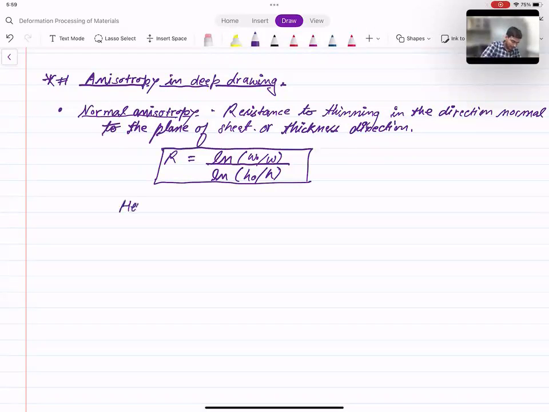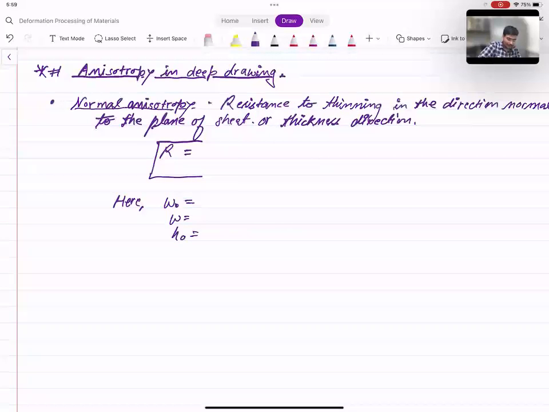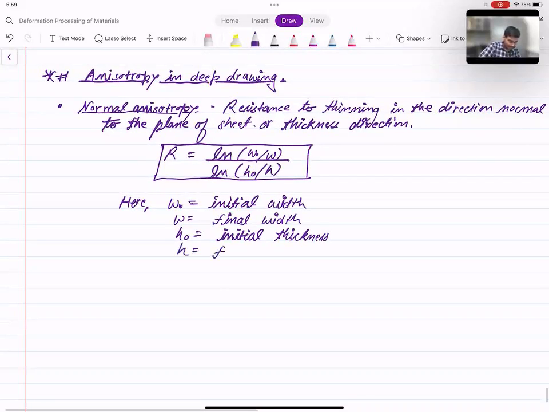Here W naught is the initial width, and W is the final width. Similarly, H naught is the initial thickness, and H is the final thickness. So these are the parameters.